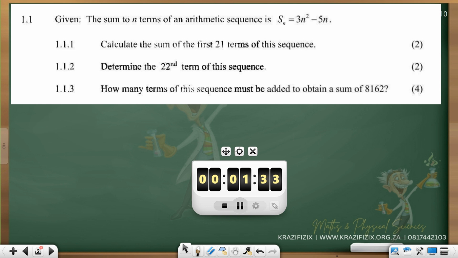Are we winning on this question, guys? Are we winning? Oh, guys, if we are done, let's save a lot of time. The sum to n terms of an arithmetic sequence is that. Calculate the sum of the first. Very simple.